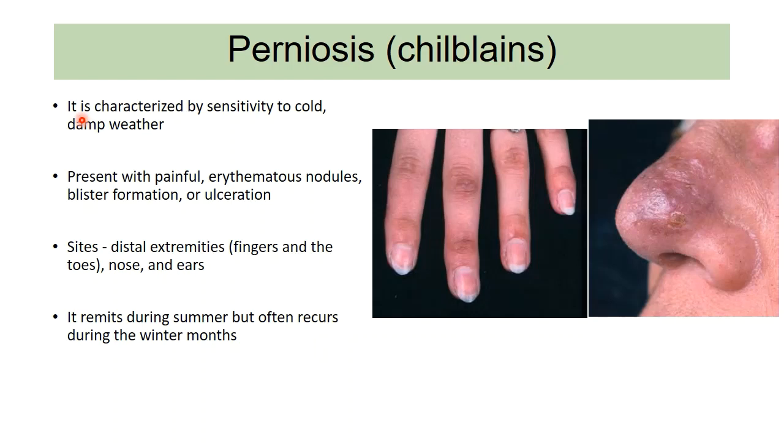It is characterized by sensitivity to the cold and damp weather. It presents with painful erythematous nodule, blister formation or ulceration. The most common sites involved are distal extremities, that is fingers and toes. Nose and ears can also be affected. It remits during summer but often recurs during the winter months.